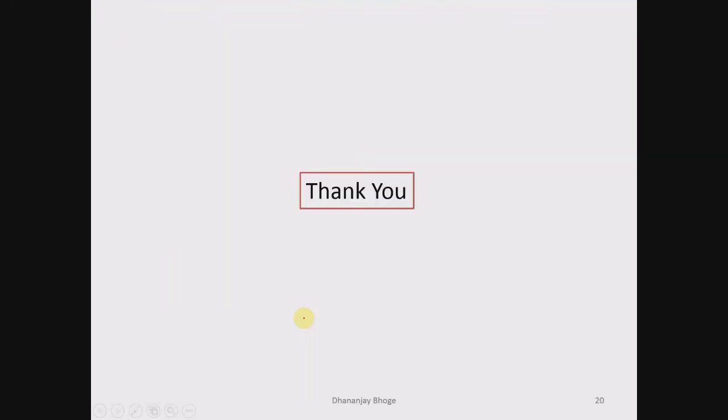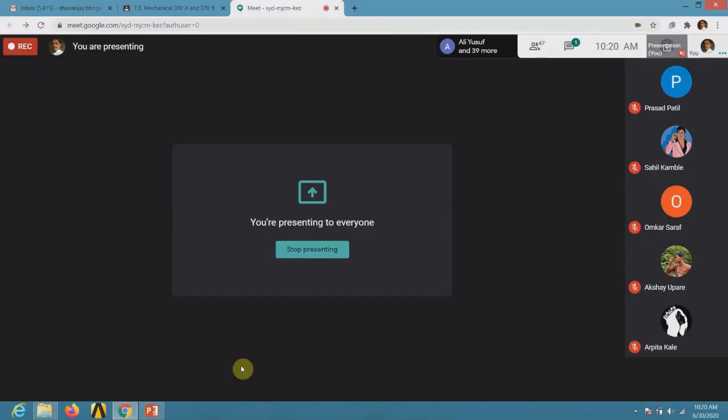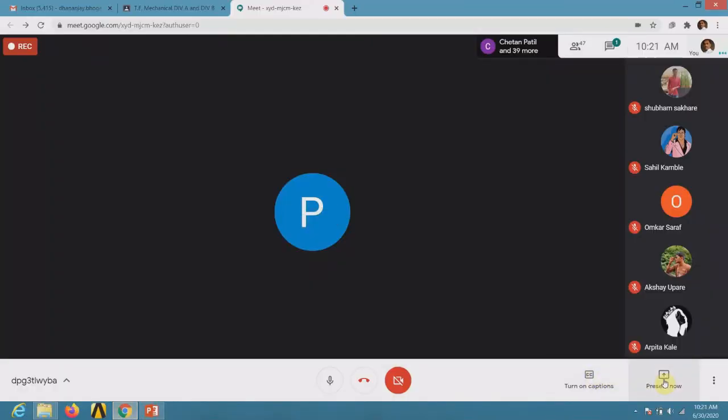Got it? So this is an important question. We have to remember this. A theory question of 4 marks may be asked on methods to avoid the interference.